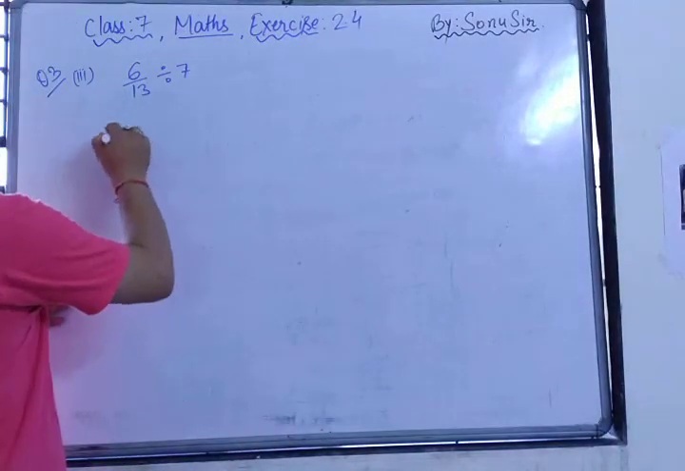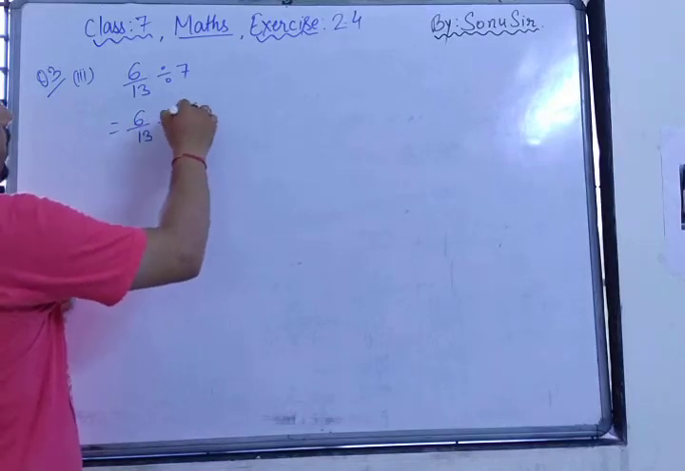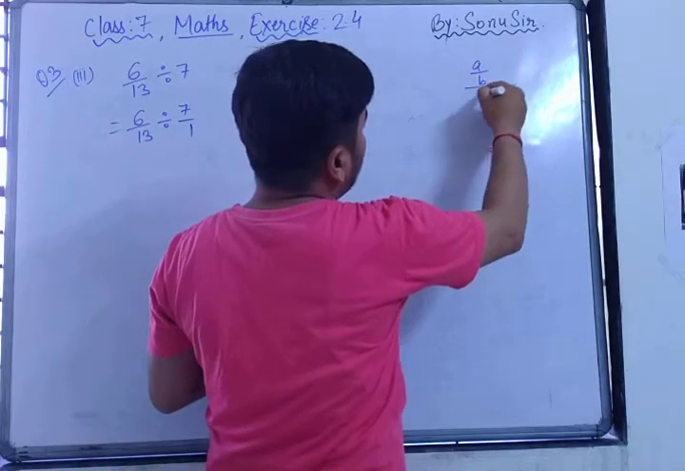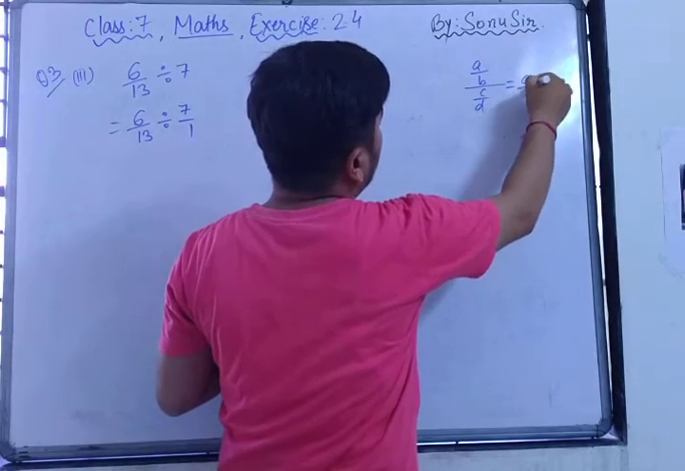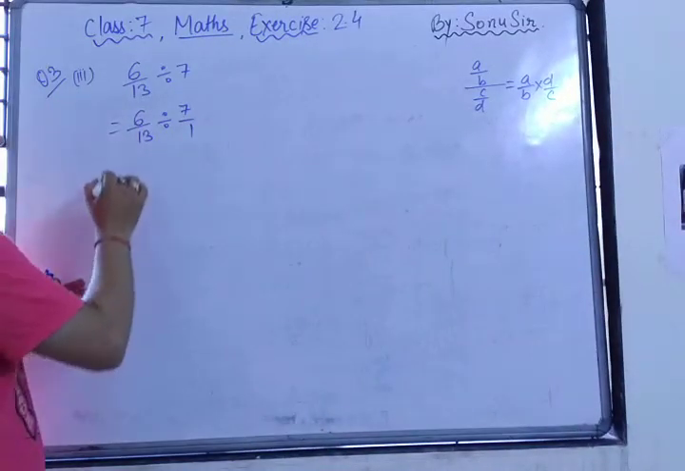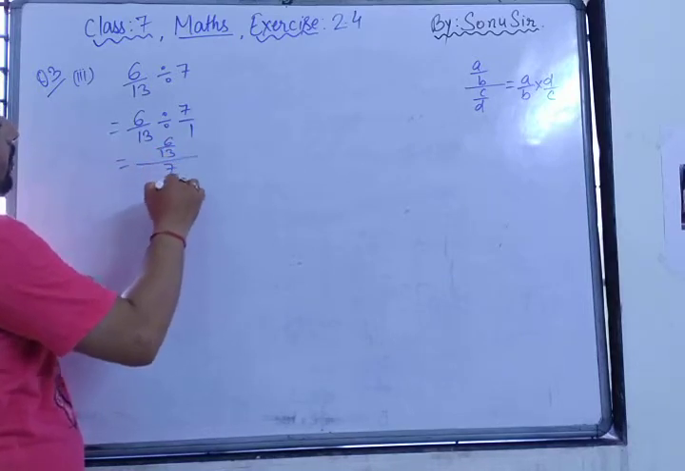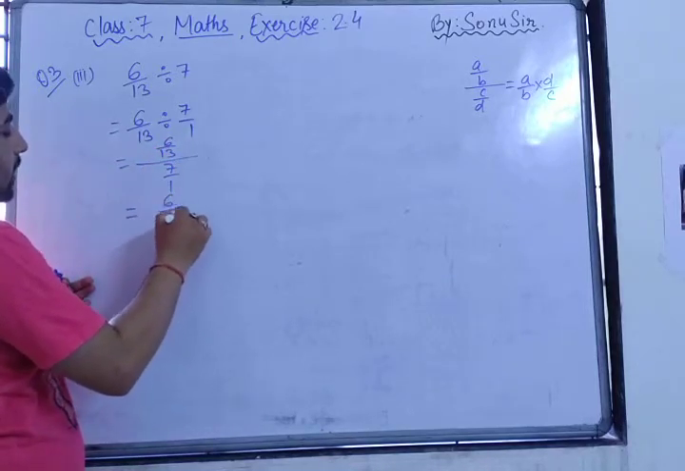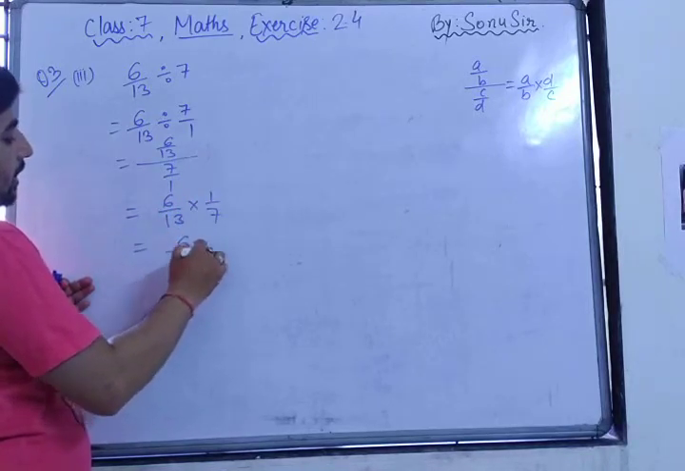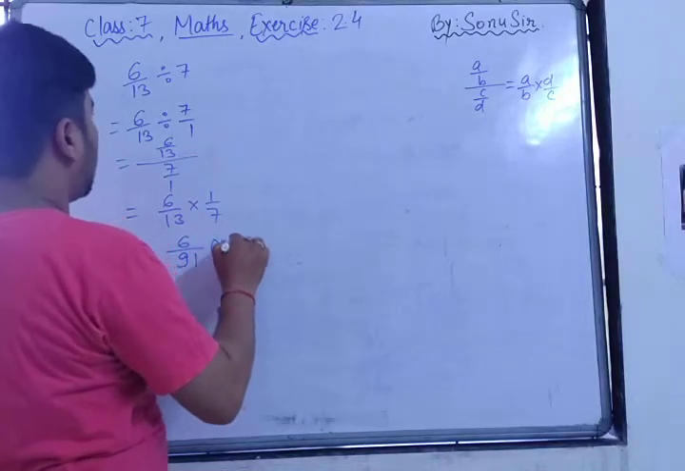What we will do in this question: I have already told you 6 by 13 divided by 7 means 7 by 1, and I have taught you one rule. A by B divided by C by D is equal to A by B into D by C. So here, 6 by 13 divided by 7 by 1 is equal to 6 by 13 into 1 by 7. So 6 ones are 6 and 13 sevens are 91. Got it? So this is our answer.